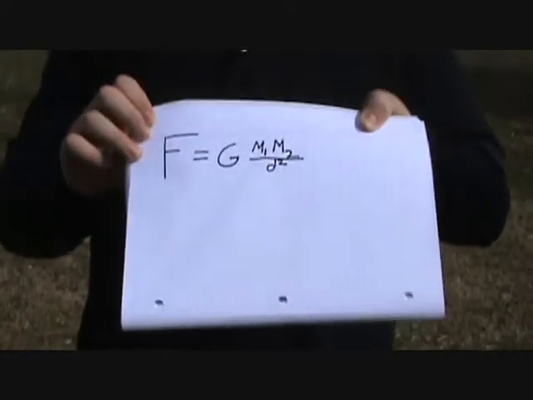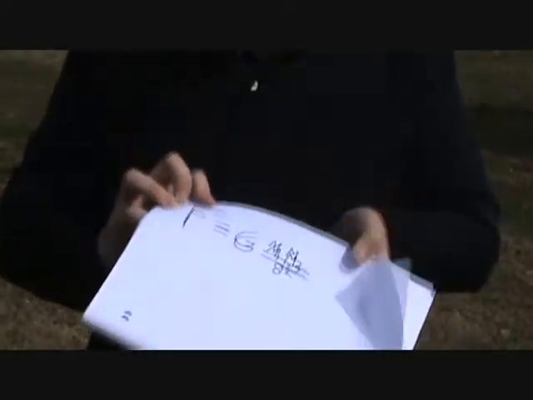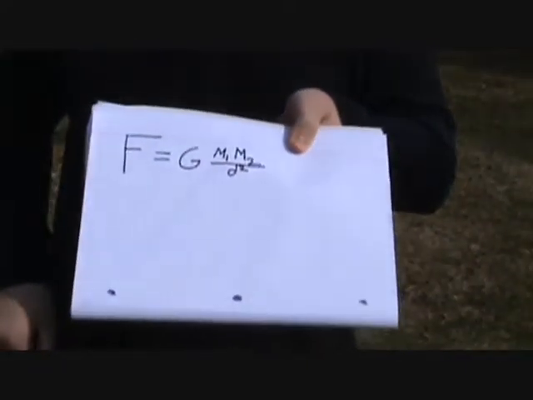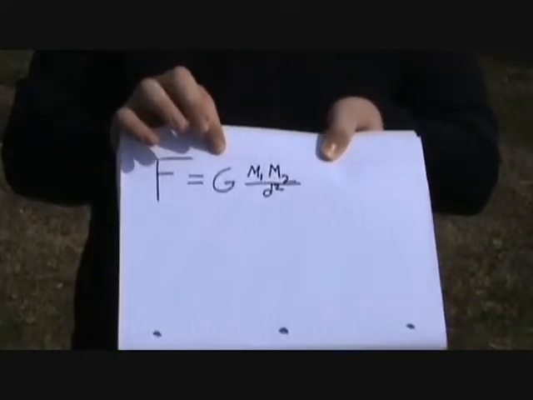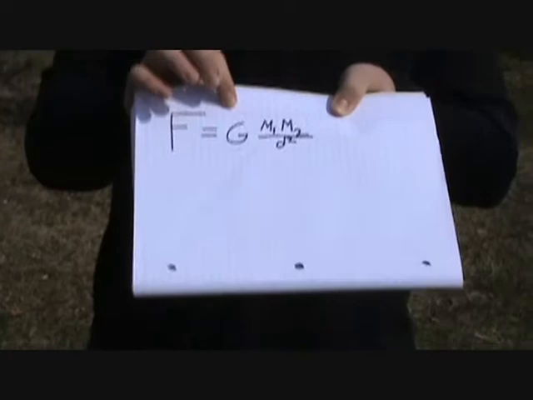Much like duct tape, this holds the universe together. Now, the fifth component of this equation is G, the gravitational constant. This balances the scales and gives us our universal law of gravitation.